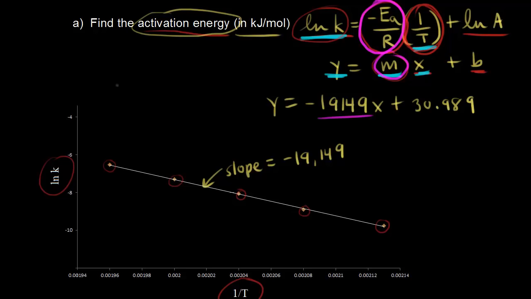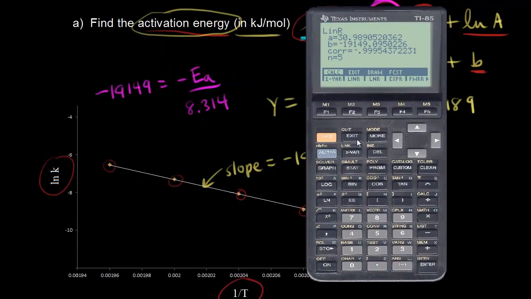So the slope, right, is negative 19,149, and that's equal to negative of the activation energy over the gas constant. And R, as we've seen in previous videos, is 8.314. So we can solve for the activation energy.